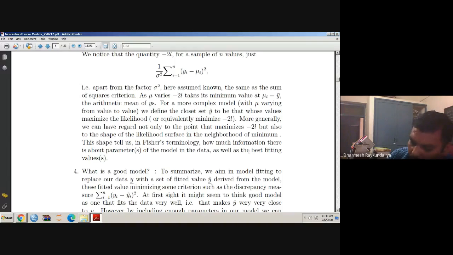So we have to obtain the best value of y, say ŷi, such that it minimizes some goodness of fit criterion. So what is that goodness of fit criterion? In the classical theory of least squares, it is the residual sum of squares, or here it is a measure of discrepancy, and that is nothing but this quantity. We wish to minimize this quantity so that ŷi is very close to y.